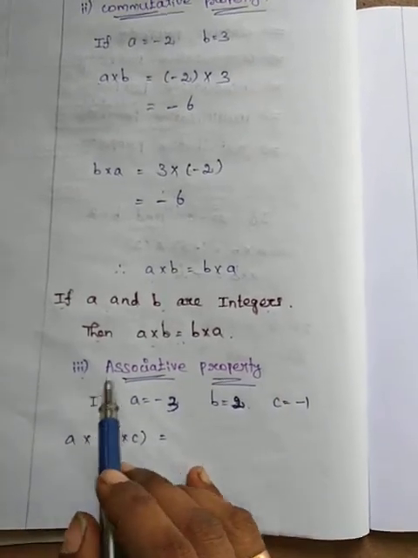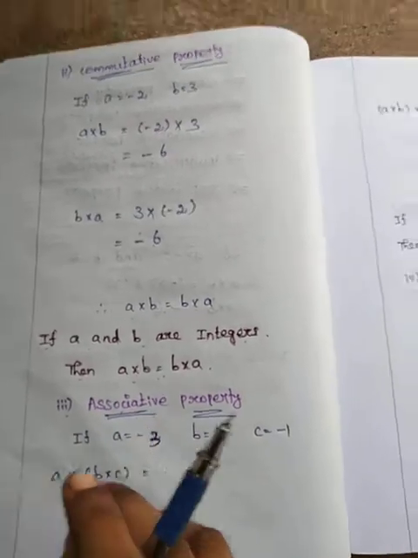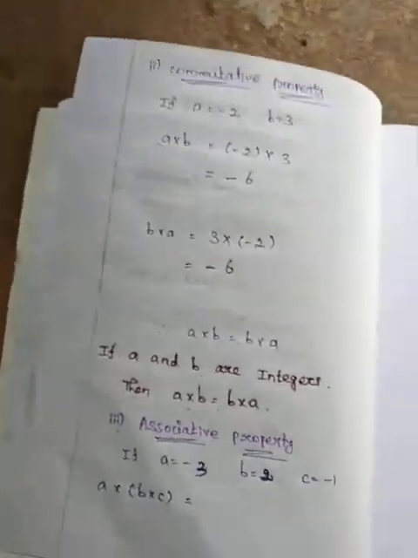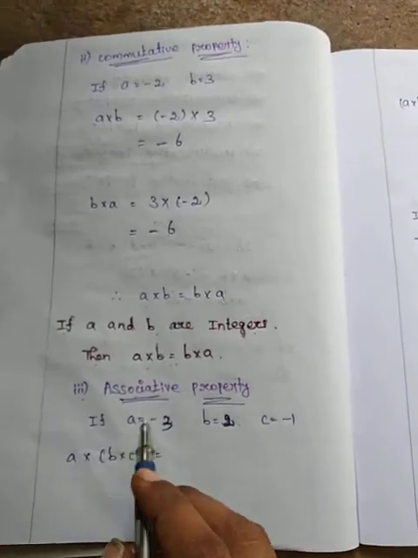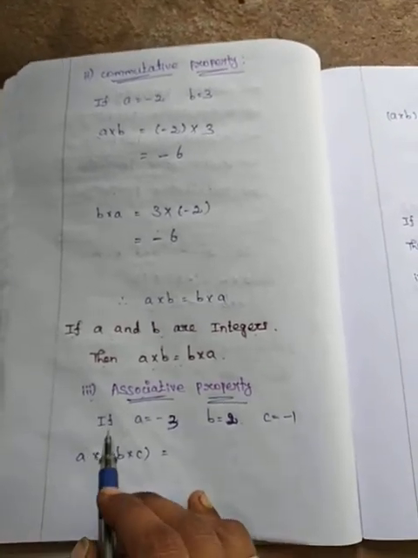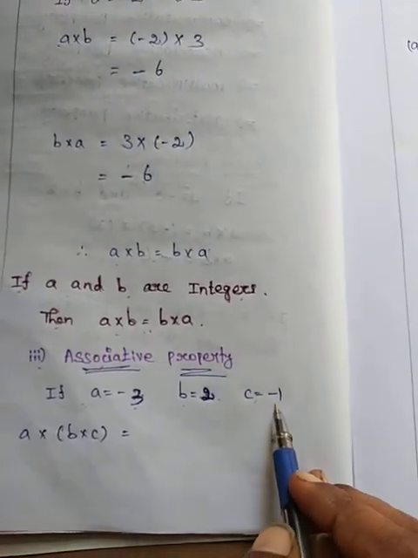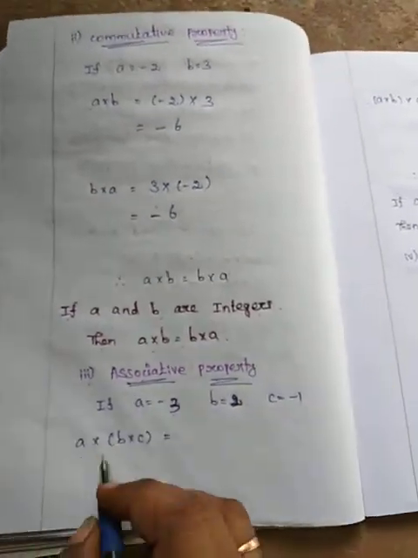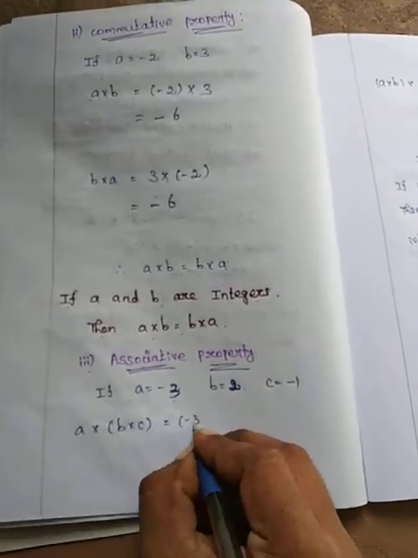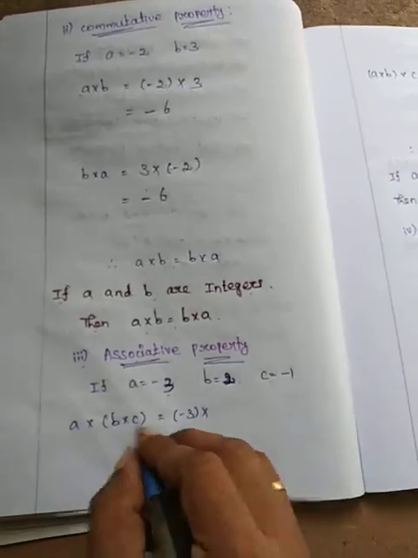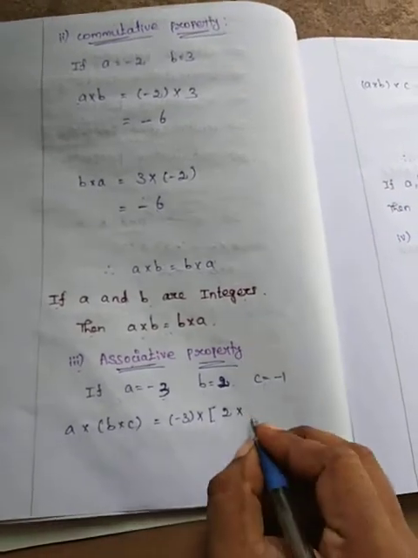Next one, third property, associative property. Associative property அப்படினாலே உங்களுக்கு வந்து grouping ஞாபகம் வரும். ஓகேங்களா? Take associative property, take 3 values. If a equal to minus 3, b is equal to 2, c is equal to minus 1. We find out (a into b) into c. What is the value of a? Minus 3 into value of b is 2, into value of c is minus 1.